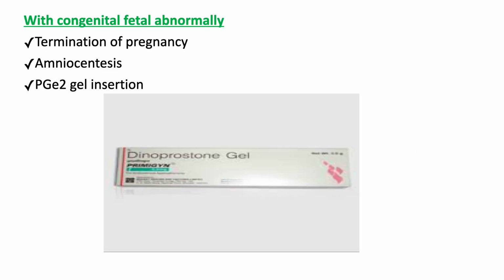If the case is with congenital fetal anomaly, what's the management? Termination of pregnancy is to be done irrespective of the duration of pregnancy. The patient is relieved of symptoms, and unnecessary development of pregnancy complications is also avoided. Amniocentesis is done to drain a good amount of liquor amnii. Thereafter, induction by vaginal PGE2 gel insertion followed by a low rupture of membranes is done.